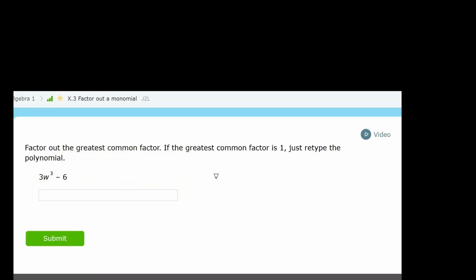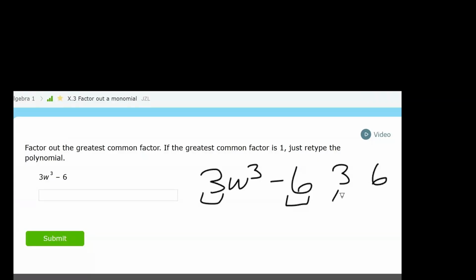Here's another problem. This time we have 3w to the third power minus 6. Again, our first step is going to be identifying our greatest common factor. So for our number component, we have 3 and 6. Well, 3 is just a prime number. It can only be divided by itself and 1. 6 can be broken down into 3 and 2. Let's highlight our common factors here, which happens to be just a 3. So for the number component, our greatest common factor is 3.